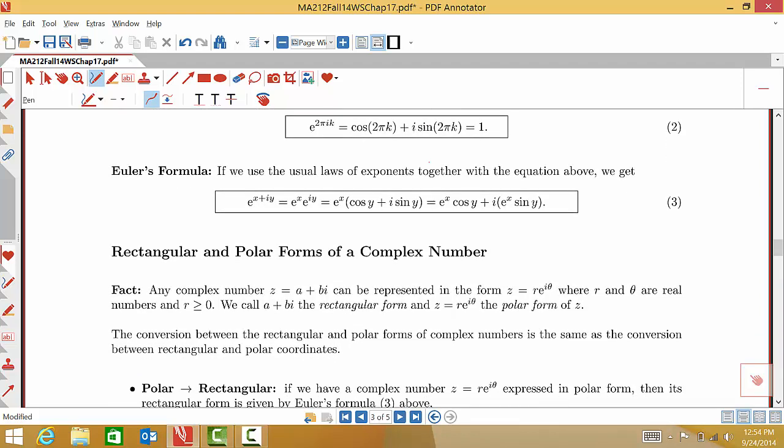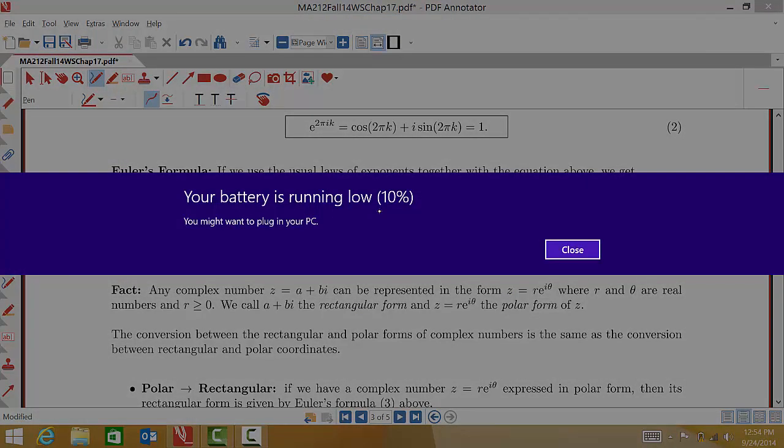So if we combine this, we get Euler's formula. Okay. If we take e to a complex number, so a number in the form x plus iy, well, let's use the usual laws of exponents. That's e to the x times e to the iy. e to the iy we can expand.